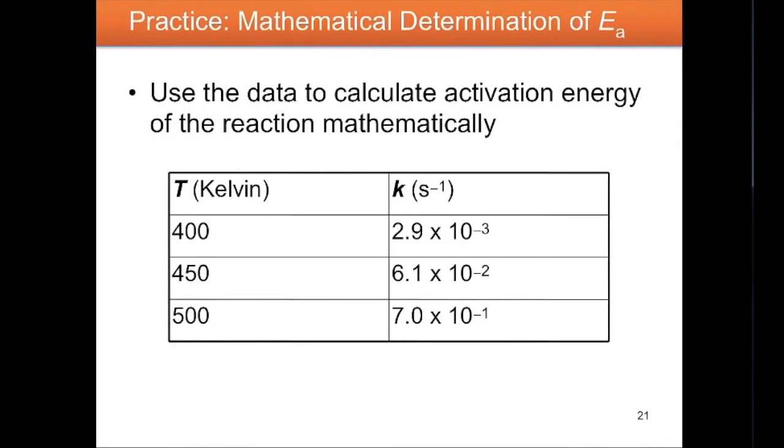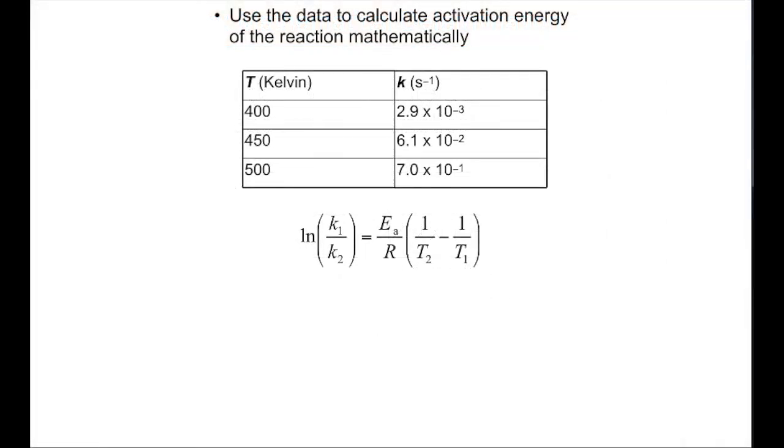So the last slide I have here, we'll just go over an example of how we would do that determination mathematically. Okay, so here's our data again, and we know that we're going to be using the equation shown here as well. Now for this, we have 3 sets of data. You can choose any 2 you want. You should get a very similar answer no matter what you choose, but I'm just going to choose the first experiment and the second experiment. So if we use experiment 1 and 2, we can substitute those values into the equation.